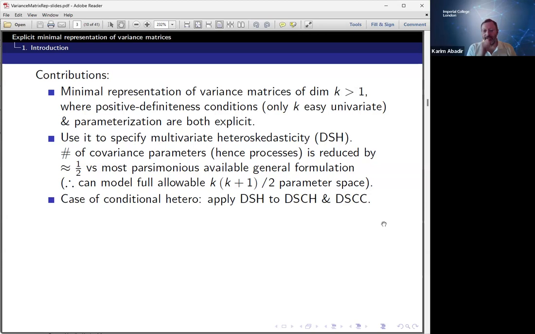We then apply this decomposition to the case of conditional heteroscedasticity. And as a result, we apply to what we call dynamic spectral conditional heteroscedasticity and dynamic spectral conditional correlation, DISH and DISC.